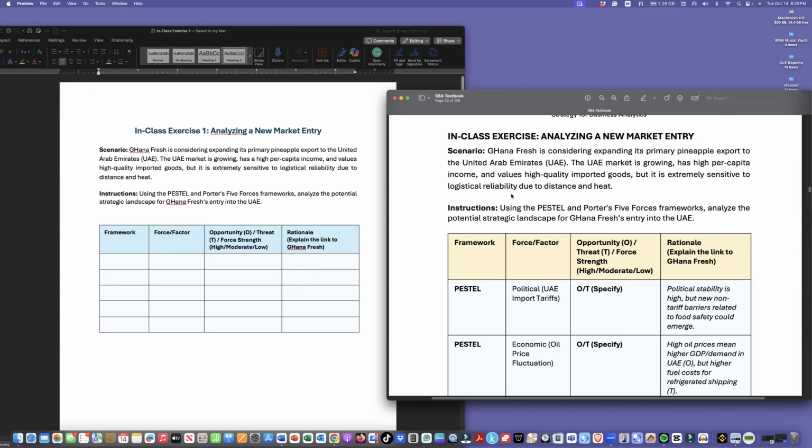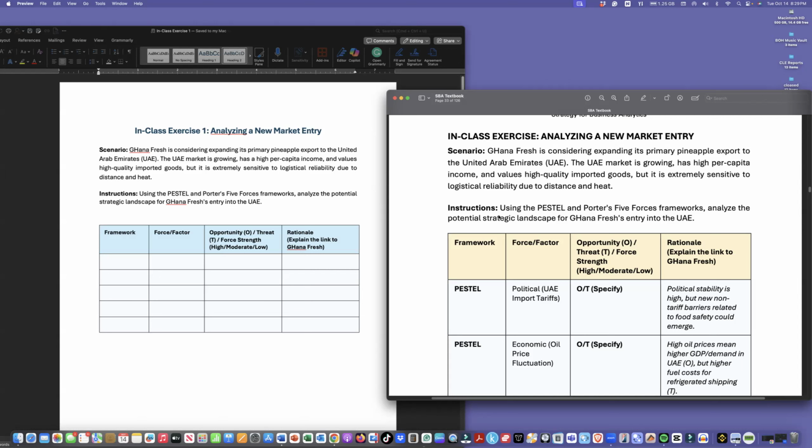Can you deliver consistently? And number two, when we deliver it and are moving it around, can your product withstand the distance in terms of the travel to the UAE, and the heat? When it gets to the UAE, the heat is very different. So what will happen to your pineapple if you bring the fresh pineapple just like that?